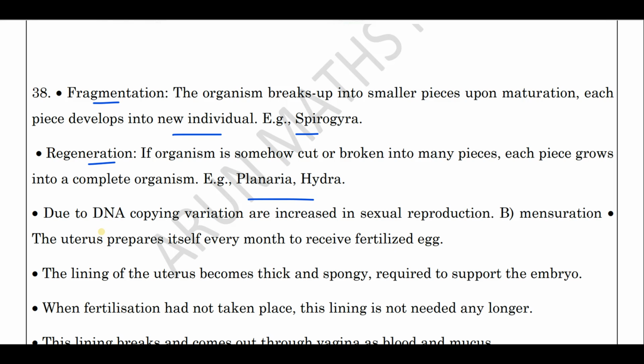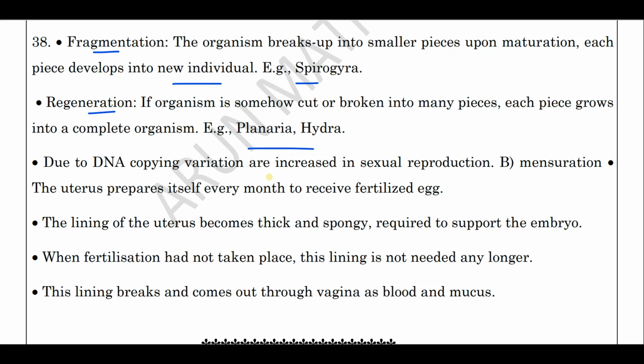Next, what is the reason for increased accumulation of variations in sexual reproduction? Due to errors in DNA copying, variations are increased in sexual reproduction.